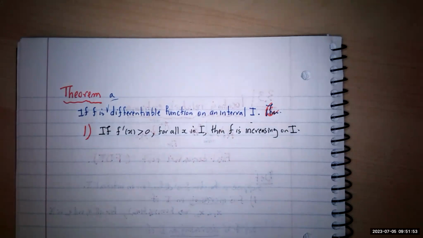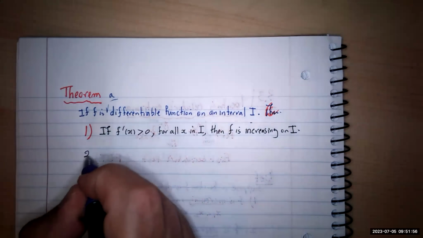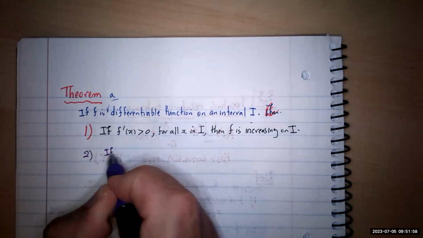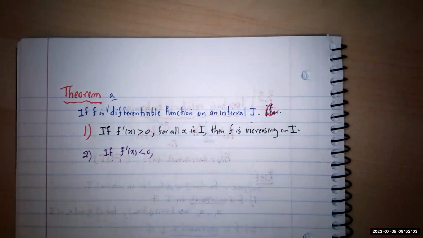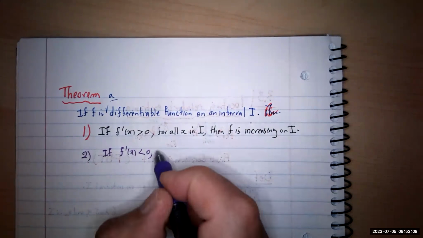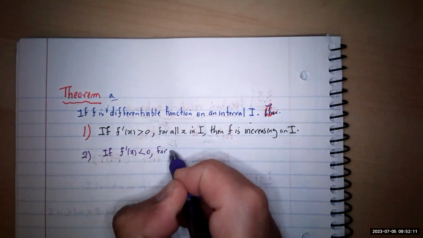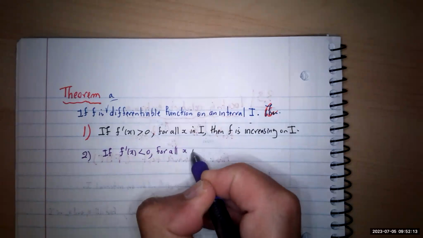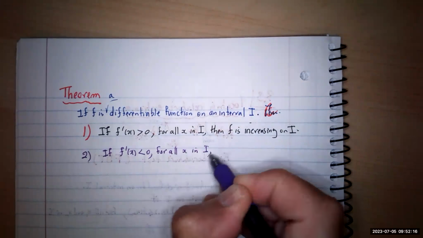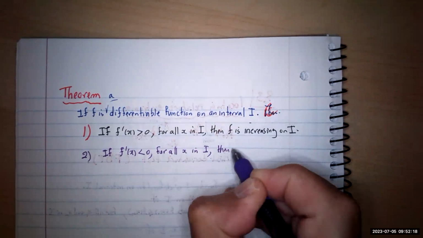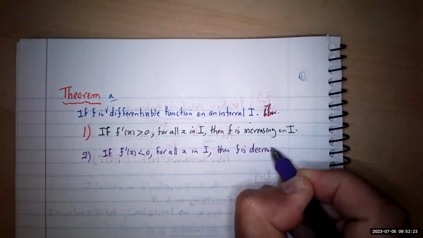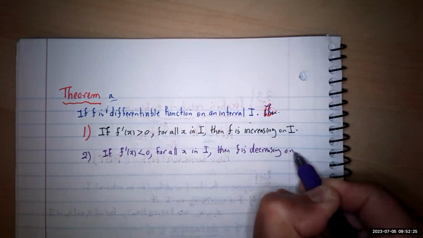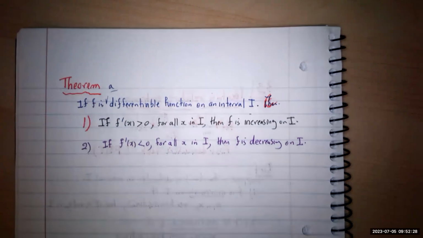That's the first condition. The second one: if f prime of x is negative, it's going down, negative for all x in I, then f is decreasing. So it's not surprising because it's like the slope.